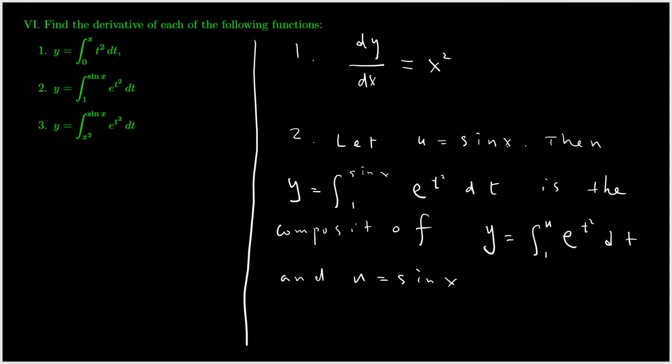Now listen to me carefully. I'm going to repeat. The given function in question 2 is the composite of two functions if we replace u with sine of x. One function is y as a function of u, the integral of the integrand from 1 to u. And u is a function of x, as u is sine of x.